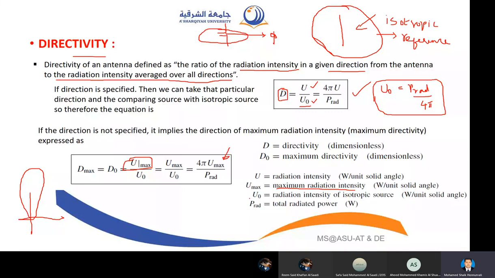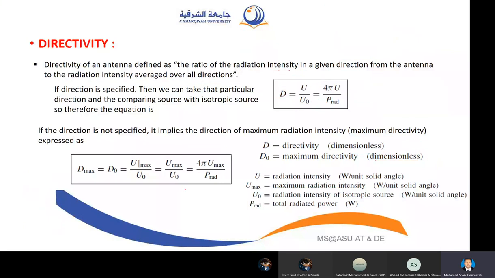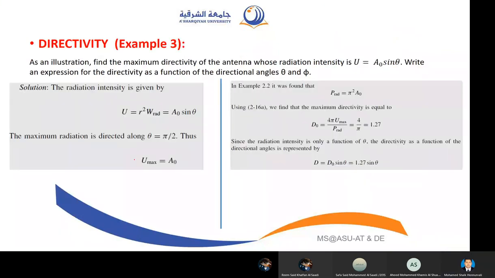Okay, and remember, directivity has no dimensions, meaning it has no units. For radiation intensity, you have the units watt per unit solid angle. For power, the unit is watt. I think you already know this. This is the definition for directivity. Now let's see an example for this. To understand that, find the maximum directivity of an antenna whose radiation intensity is given.